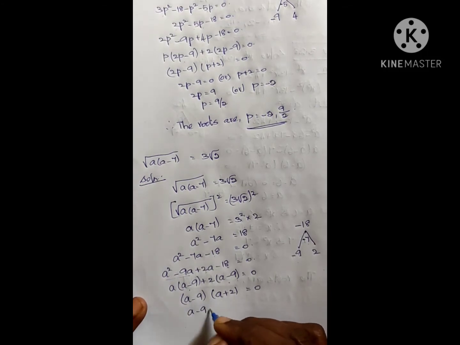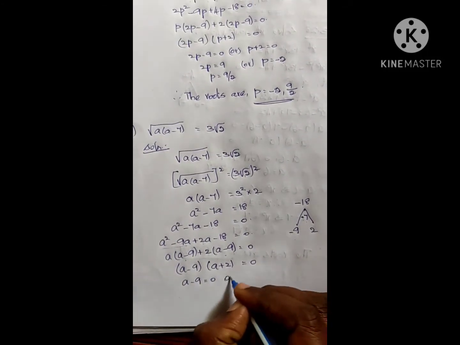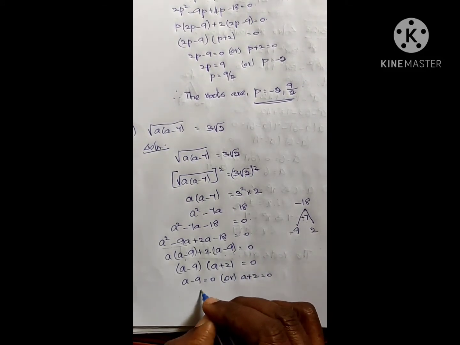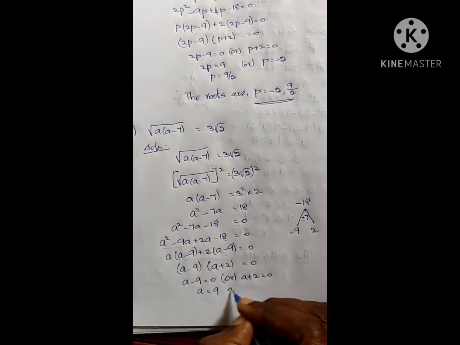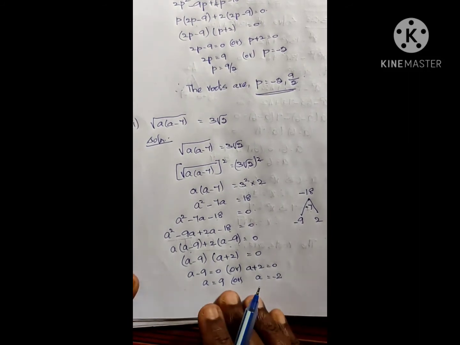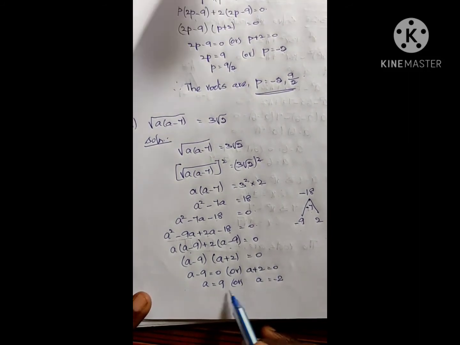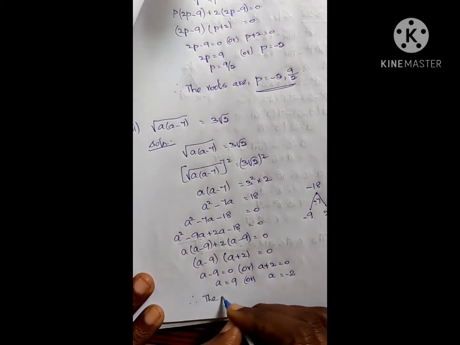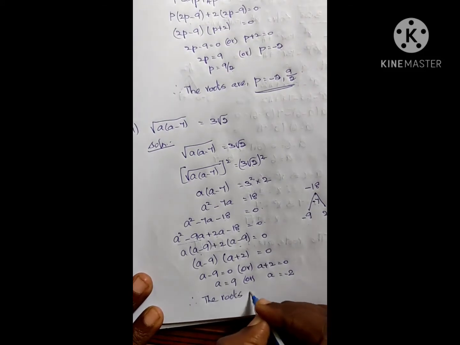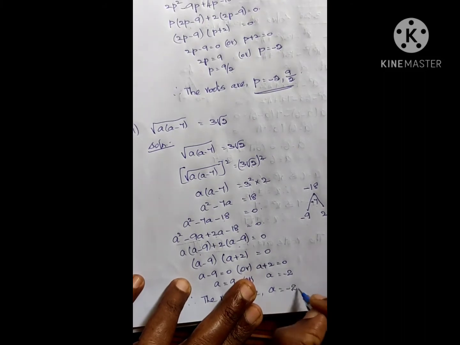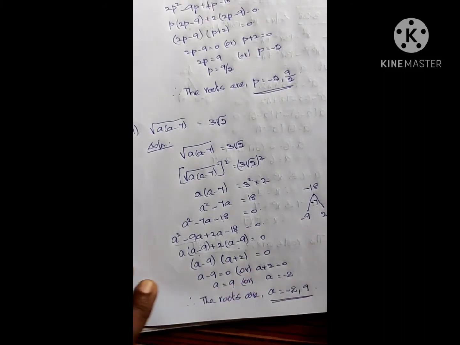That is a minus 9 equal to 0 or a plus 2 equal to 0. That is a equal to plus 9 or a equal to minus 2. So the solution of this equation is a equal to 9 and a equal to minus 2. Therefore, the roots are a equal to minus 2, 9. So this is the answer for this question.